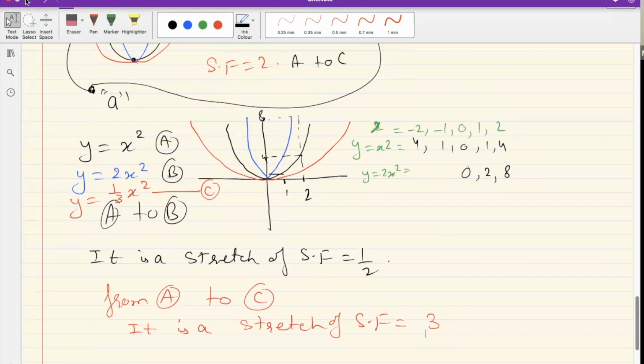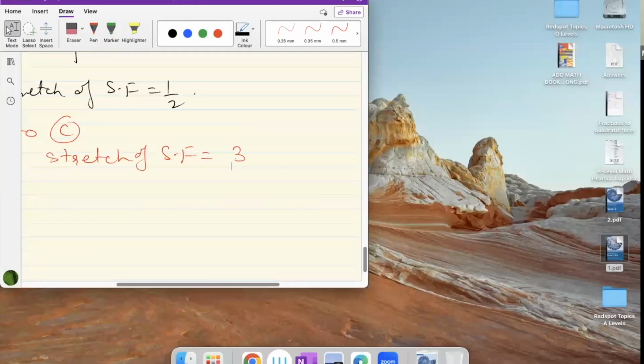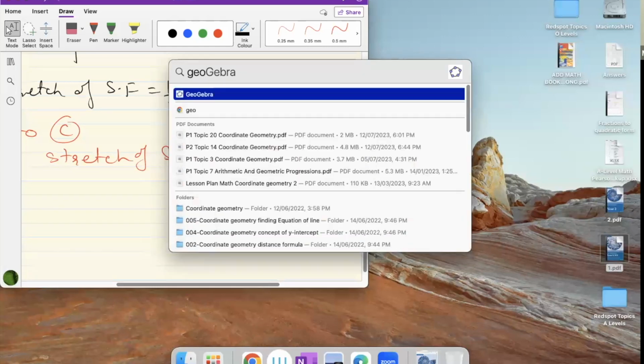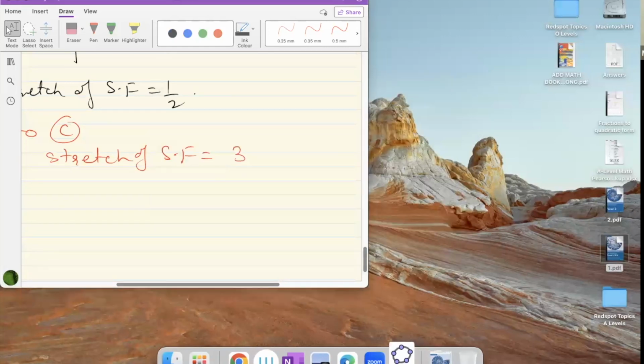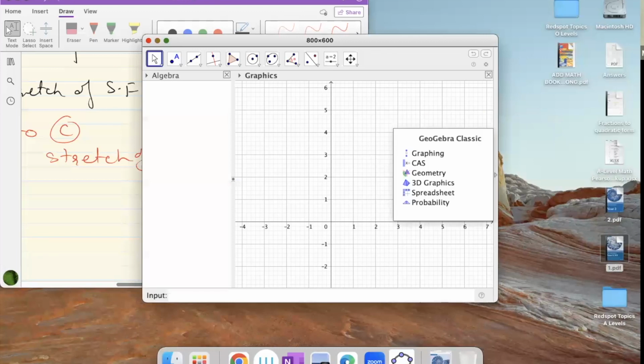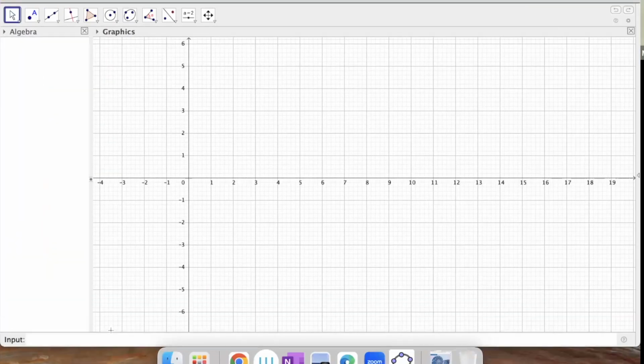So let's have a little visual of this, or we can say a little fun. If you have this installed, you can definitely try a few questions and see how the graph changes.